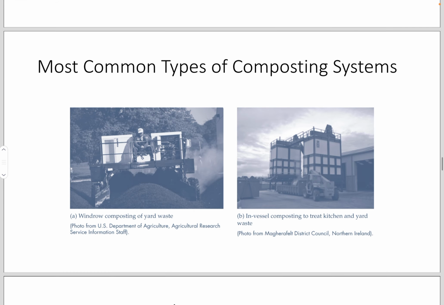Okay, the most common types that we have here are either windrow or vessel composting that comes from kitchen and yard waste. And as you can see, there's a reactor. They put the waste in and it's closed. It's not open, it's closed. So everything is happening inside the reactor.